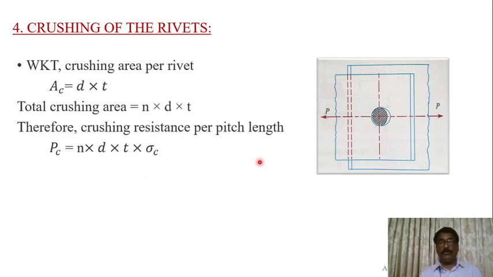So these are the four important types of failures in case of a riveted joint. The first one is tearing of the plate at the edge. Second one is tearing of the plate across a row of rivets. The third one is shearing of a rivet. And the fourth one is crushing of the rivets. By using the formula and substituting, we can find out the values for the respective resistances.